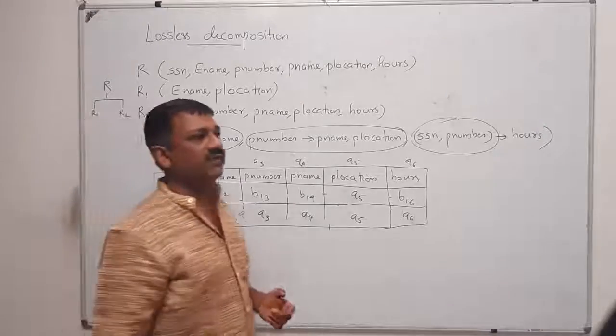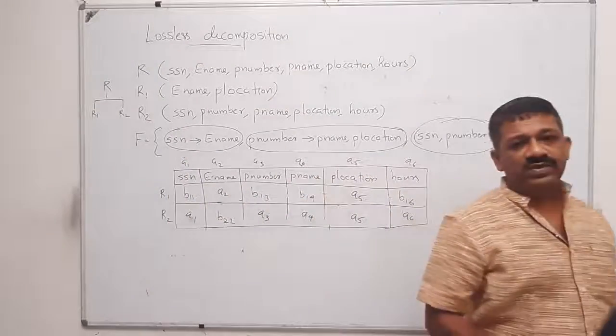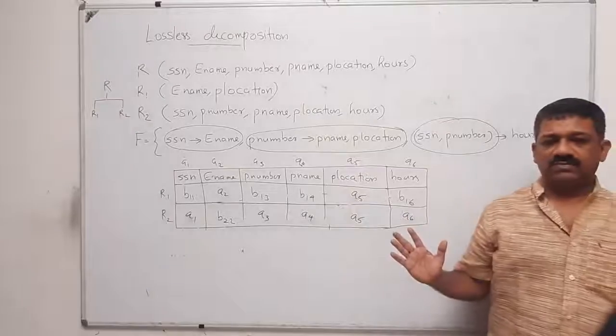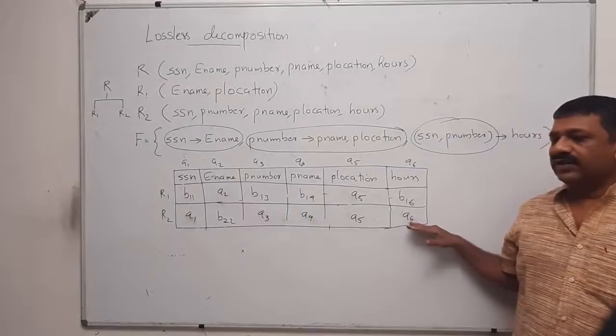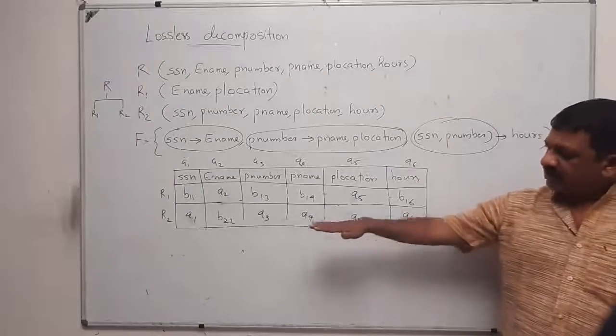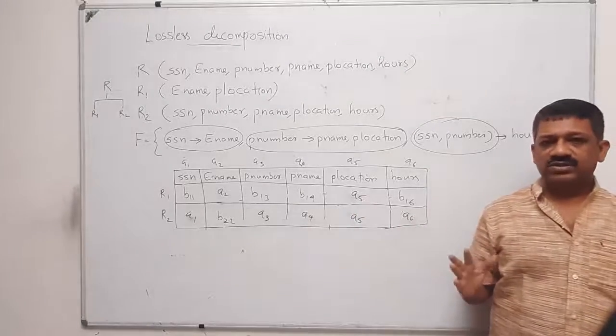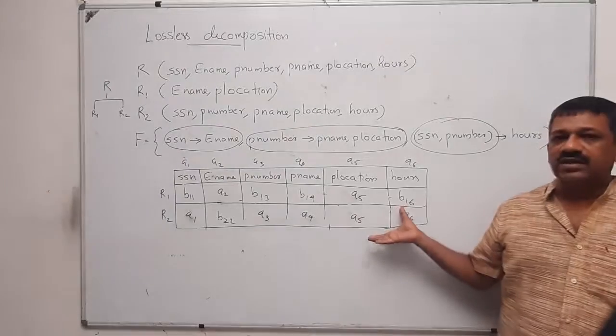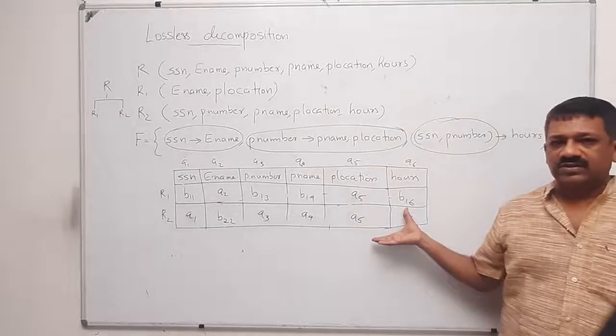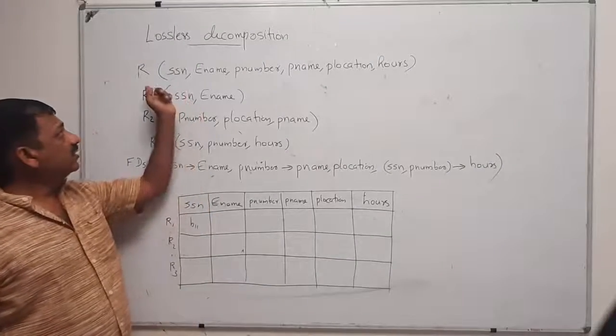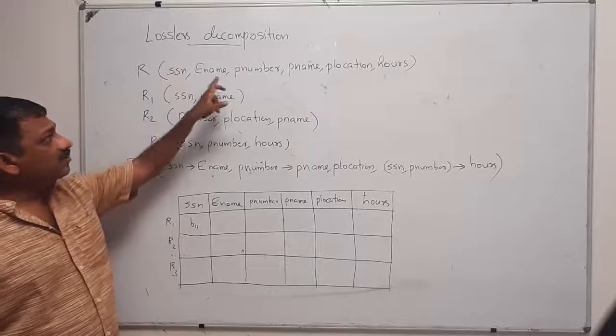That means if there is a row in which all the entries are filled with A's, then that is lossless. This is a lossy decomposition. This is lossy. Now we are discussing another example, which is the same R.